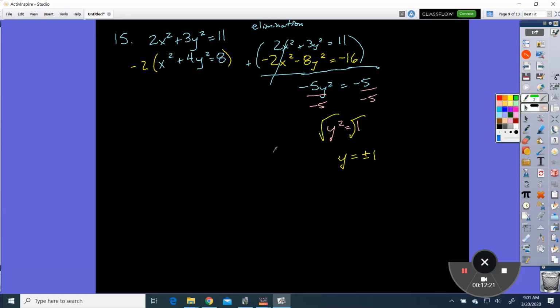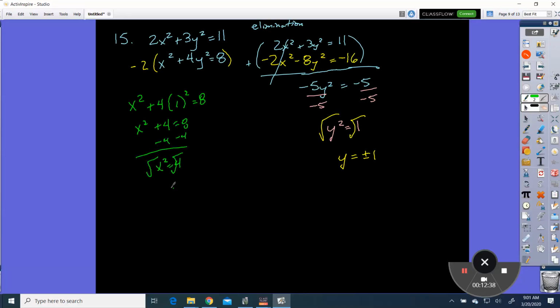So now that I know what y is, I'm going to plug it back in so we can figure out what x is. So x squared plus 4 times 1 squared equals 8. So x squared, 1 squared is still 1, plus 4 equals 8. Minus the 4, minus the 4, so I get x squared equals 4. Take the square root, and I get that x equals plus or minus 2. So that was plugging in a positive 1. So when I plug in 1, I get out a 2, and I get out a negative 2. So I get two answers from that 1.